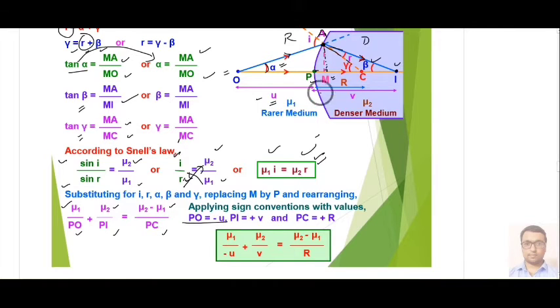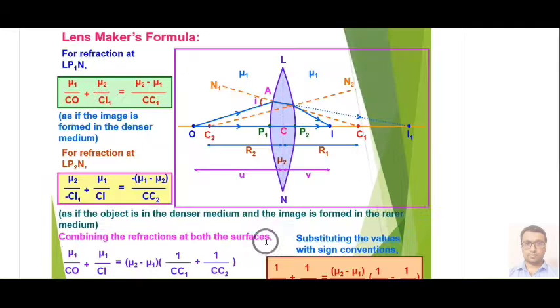Now the P to O distance will be minus u as per sign convention. Then the P to I distance will be plus v, and the P to C distance will be plus R. Now if we put all these values, we will get the relation mu1 upon minus u plus mu2 upon v equals (mu2 minus mu1) upon R.